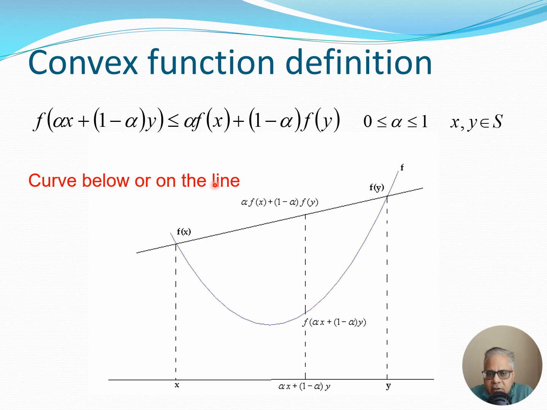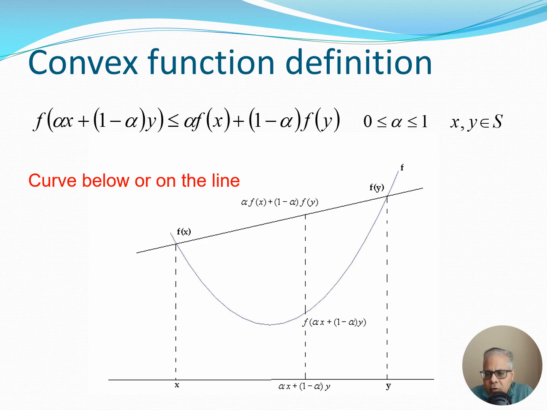So this particular inequality essentially tells us that the curve lies below or on the line. That's essentially what is meant by this inequality here. Now most of the time convex functions will have nice shapes like this, and they will have clear local minimum points which will also correspond to the global minimum point.